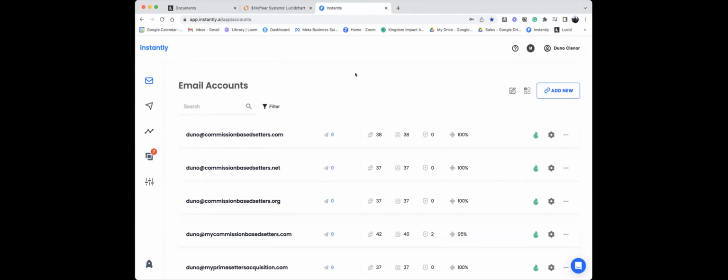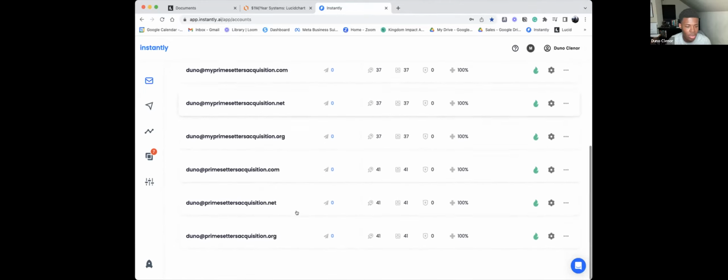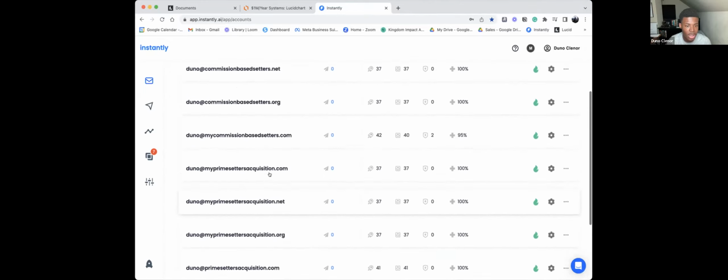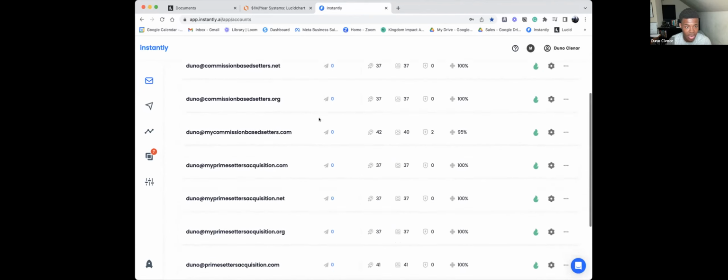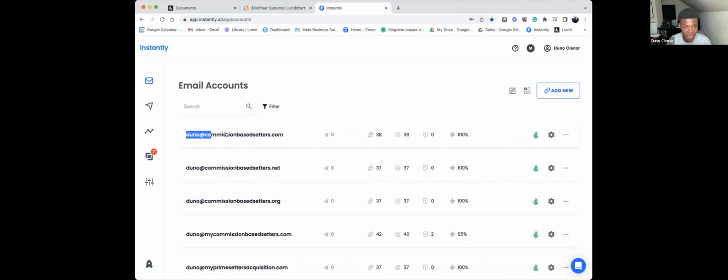Yeah. Sweet. So basically, I've got 1, 2, 3, 4, 5, 6. Yeah, I've got 10 domains in here, right? And you can see a lot of them are similar. Got commissionbasedsetters.com, commissionbasedsetters.net, commissionbasedsetters.org, but they all redirect. Like it's complicated stuff, but they all redirect to one website.